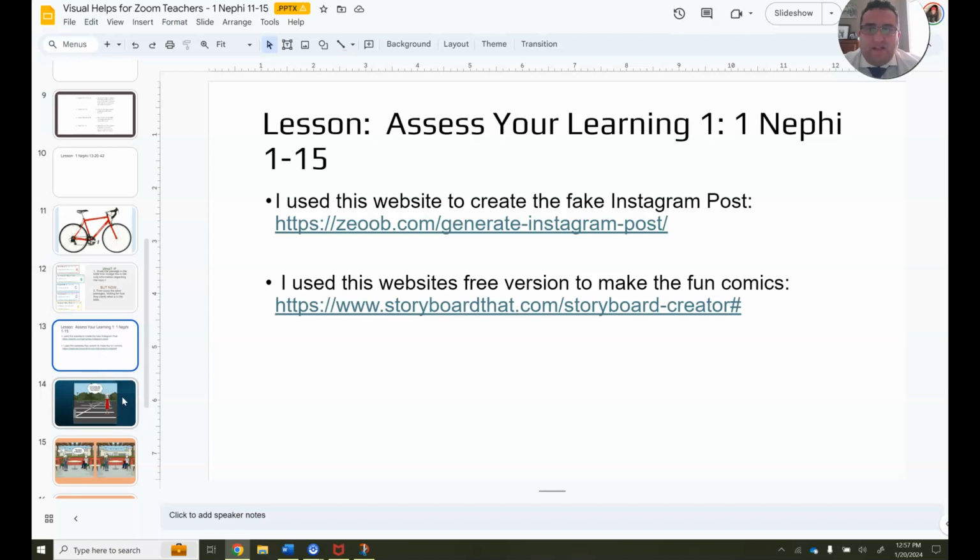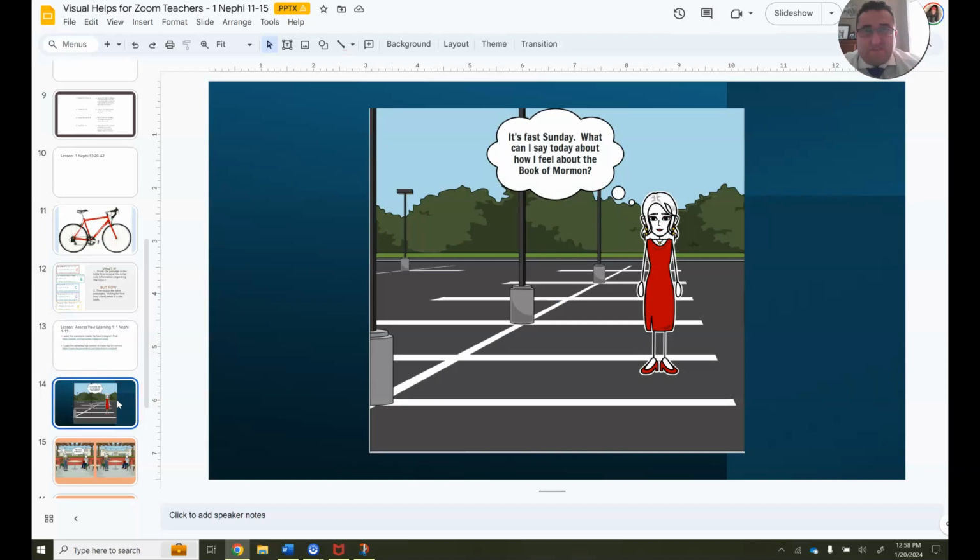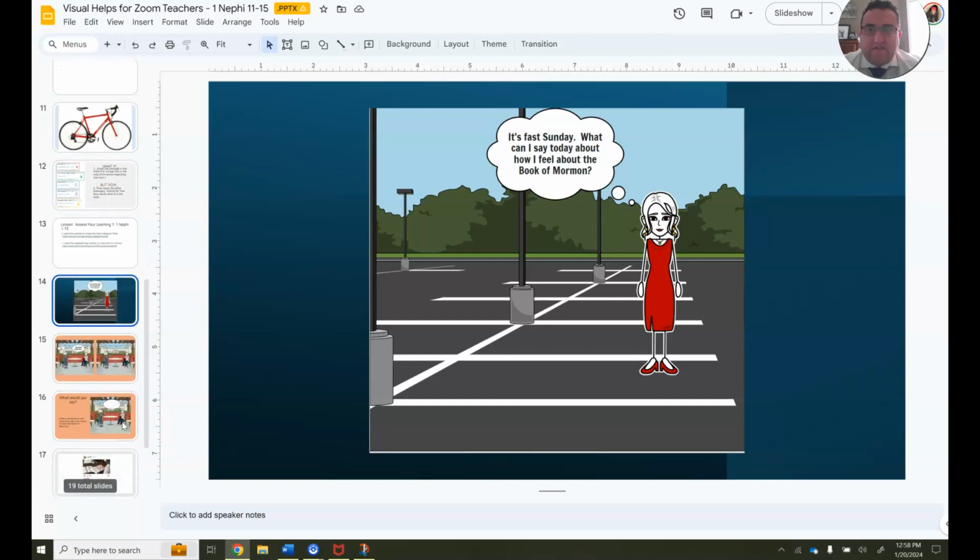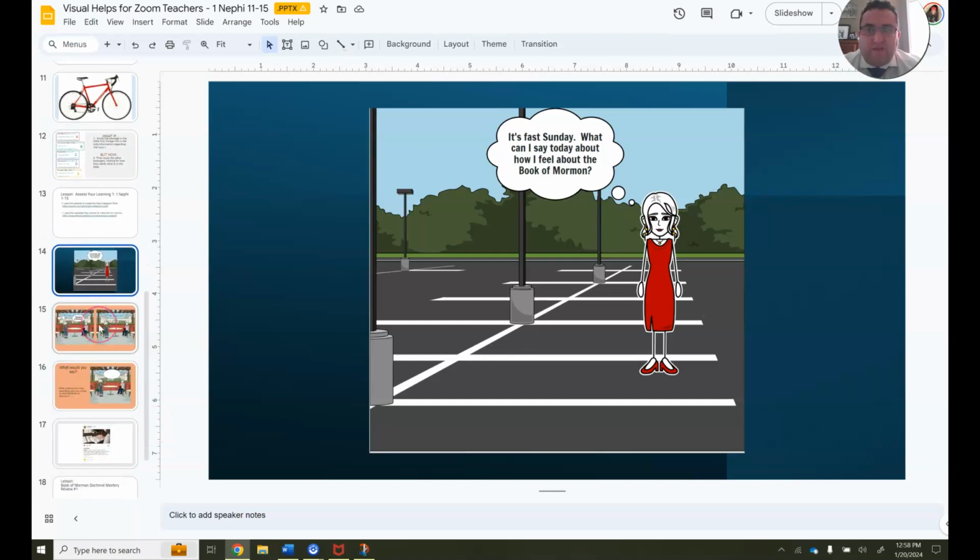There's an activity in this Assess Your Learning where they're going to have 3 different scenarios or activities they can do about sharing their testimony. Here's a visual for the first one. It's Fast Sunday. What can I say today about how I feel about the Book of Mormon? And the students take a moment to think and write down what they could share about how they feel about the Book of Mormon.